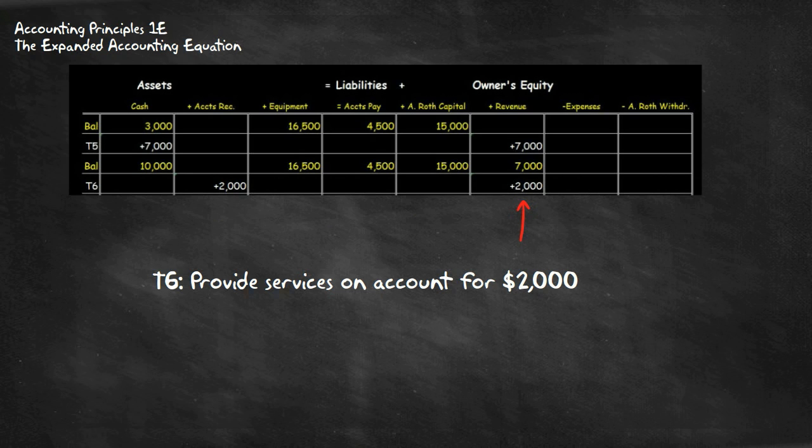Well, provided services tells me I need to increase revenue by $2,000. On account tells me I didn't yet collect cash from the customer, but cash or an asset is owed to me. Thus, I would put that value into accounts receivable. Remember, when you are owed money, it is an asset and goes to accounts receivable. When you owe a creditor or someone else money, it is a liability and goes into accounts payable.